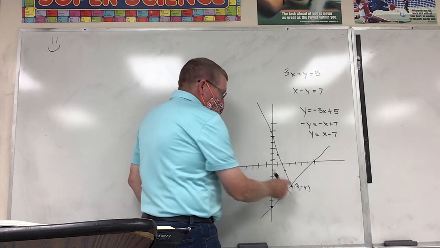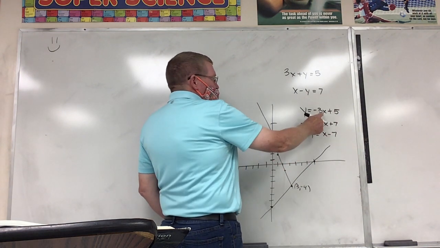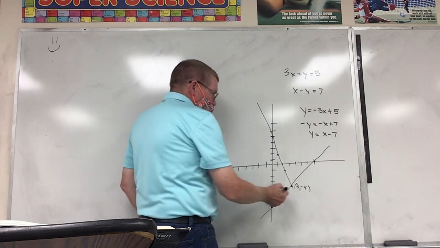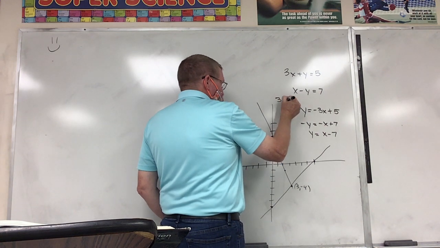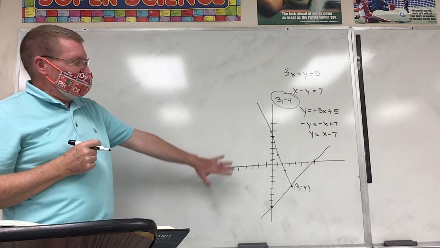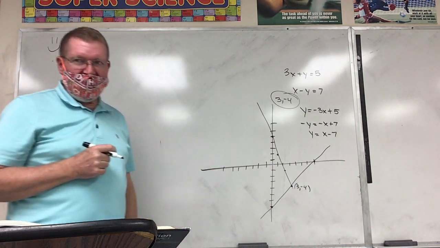I want to check that out, so put 3 in. 3 minus 7 is -4. Put 3 in, -9 plus 5 is -4. So that is my answer. So (3, -4) is my solution. I should see the solution on the graph. That's how we solve by graphing.